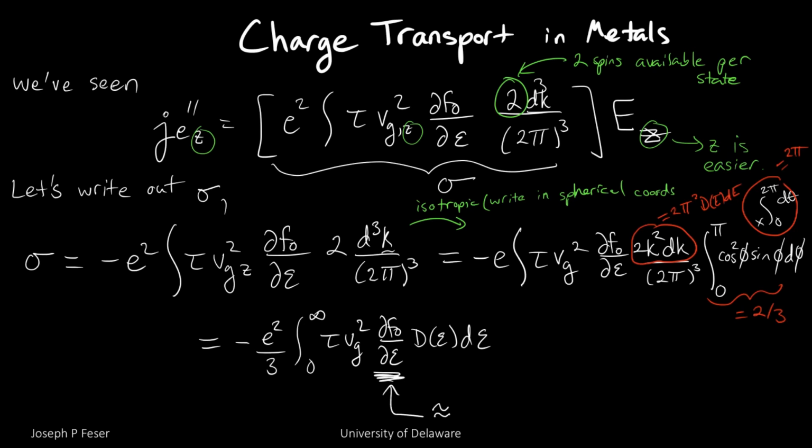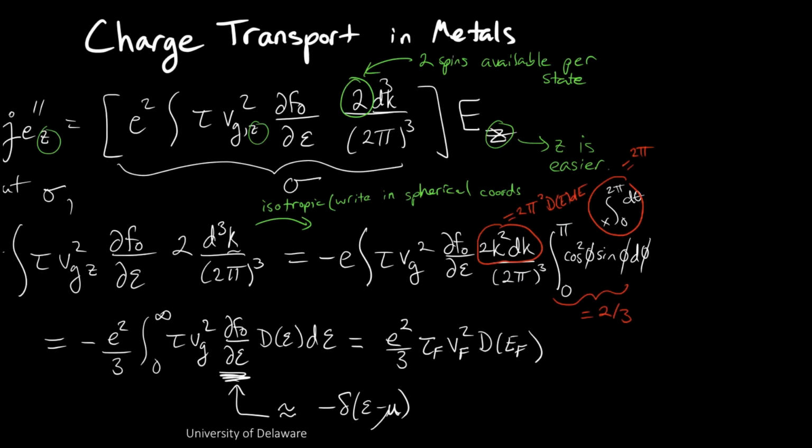Now what I can do is notice that dF/dE, if I were to look at that carefully, is just an inverted delta function centered around the chemical potential. And so what that means is that the integral is incredibly easy. Basically all I do is pull out all of the terms in there and evaluate them at the chemical potential. And as I've shown previously, the chemical potential and the Fermi level, to a very good approximation, are equal to one another.